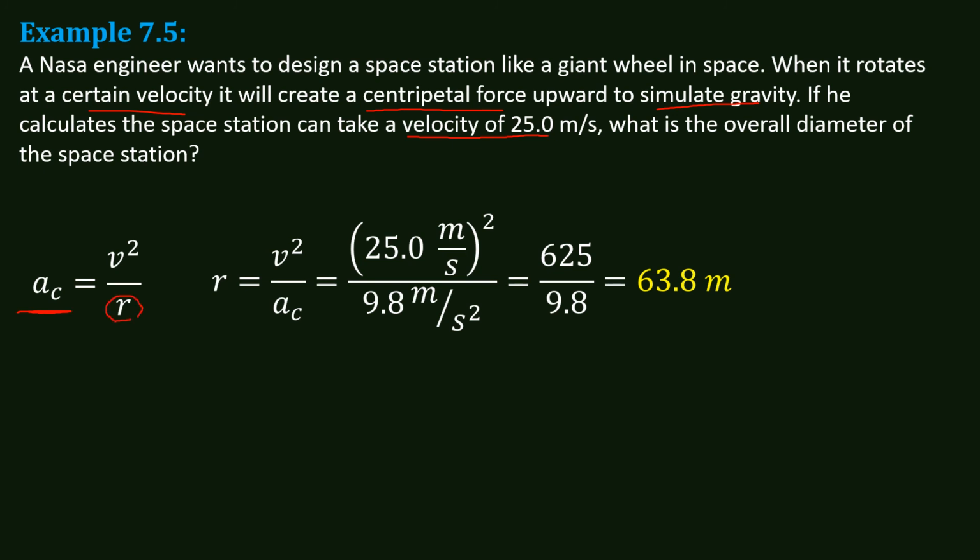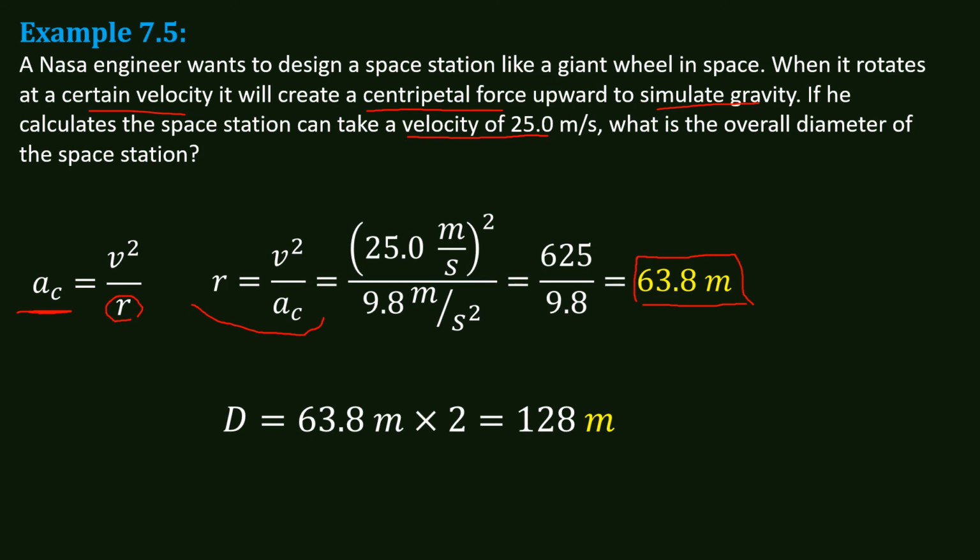We solved for R. We have our velocity, which is rated at 25.0 meters per second. We square it, divided by the acceleration of gravity, because that is the acceleration we want. And we get the radius of what the space station should be, 63.8 meters. Or the diameter, double that, 128 meters as it's rotating.